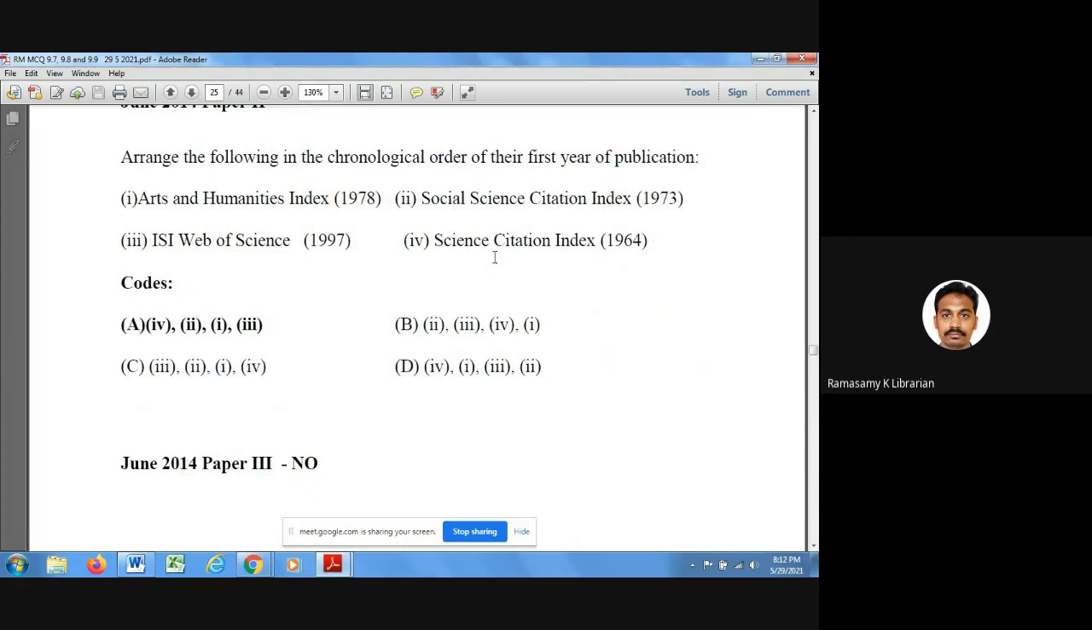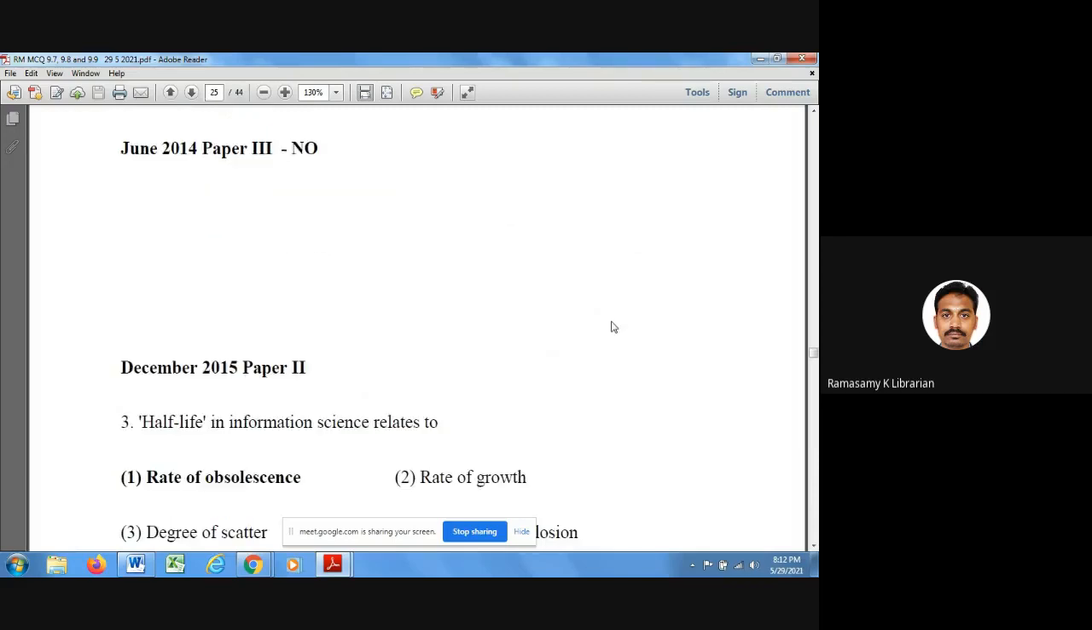So always science started first, 1964, Science Citation Index. Then comes Social Sciences, 1973. Then Arts and Humanities Index, 1978. And altogether, they changed the individual database names into a single combined name called Web of Science in 1997. Fine. This is the order of events.